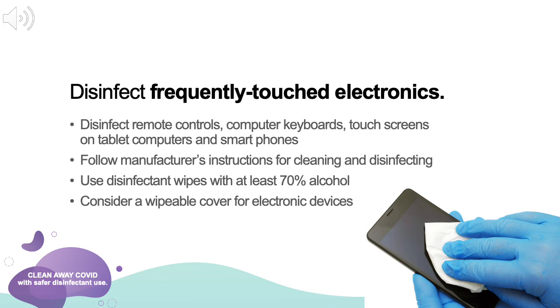Many electronic devices in your home are also frequently touched. These include remote controls, computer keyboards, touch screens on tablet computers, and smartphones. Be sure to wipe these surfaces with a disinfectant wipe that contains at least 70% alcohol for the recommended contact time, and then dry the surface thoroughly with a clean microfiber cloth. You may want to put a wipeable cover on your electronic devices to protect them from moisture when you are cleaning and disinfecting them.